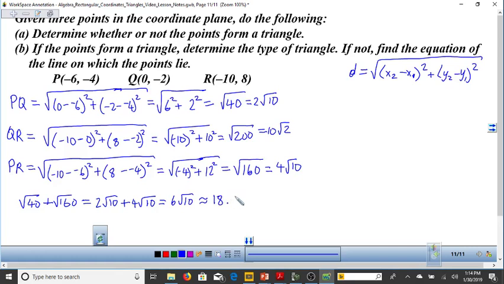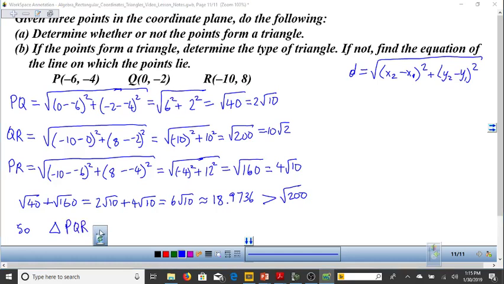The thing is, though, when we do the square root of 200, that gives us 14.14. So that is bigger than the square root of 200. And therefore, by the triangle inequality, we have a triangle PQR. They are not collinear. And since none of the sides are congruent, it's also scalene.